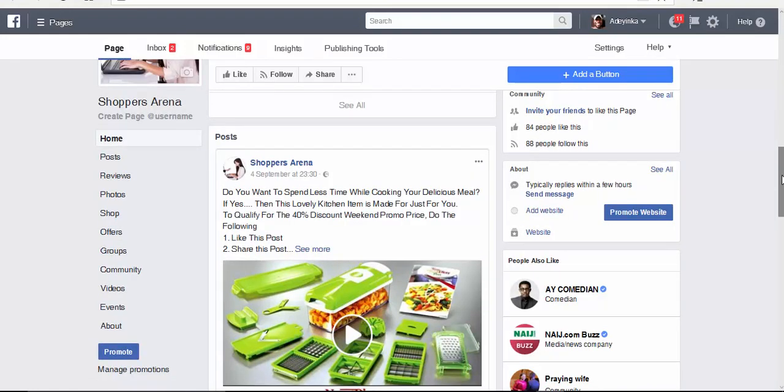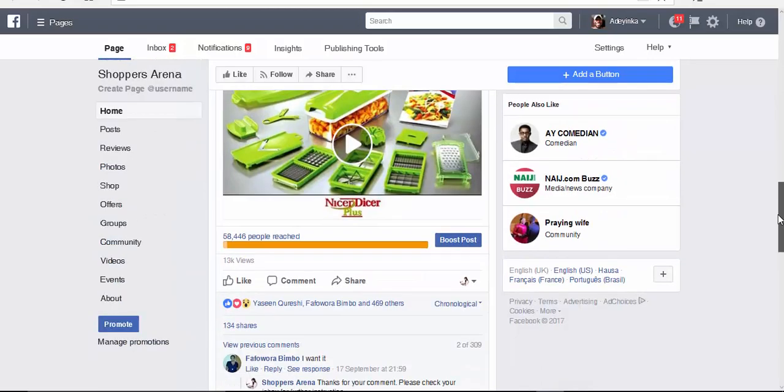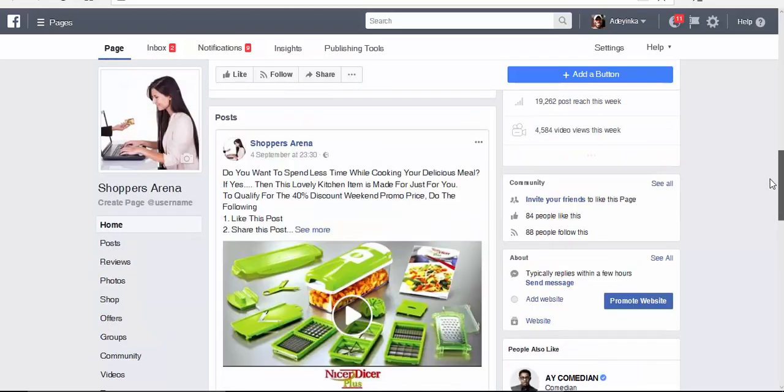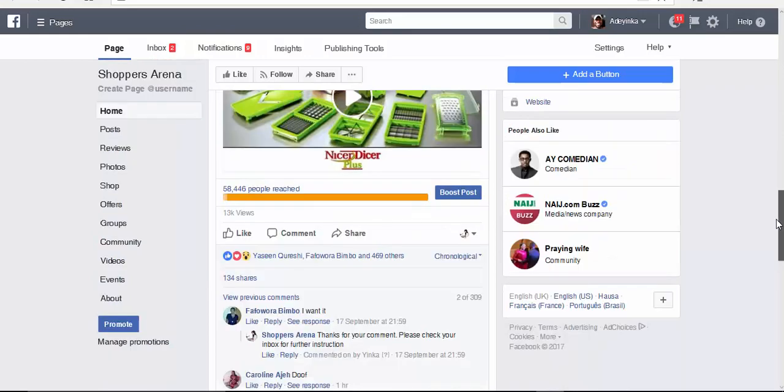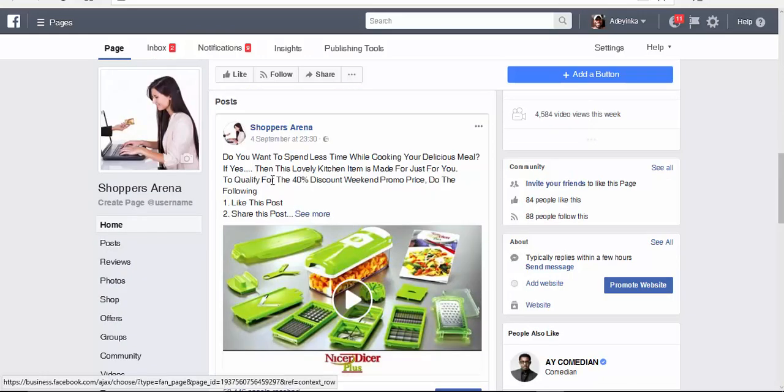to any of my websites. I use Shopper Arena solely to sell on Facebook. Look at this product, for instance. I listed this product on the 4th of September. Today is the 19th.